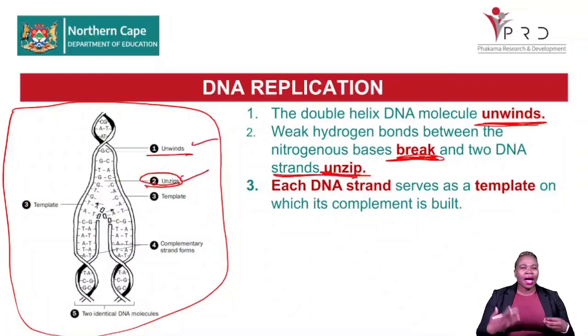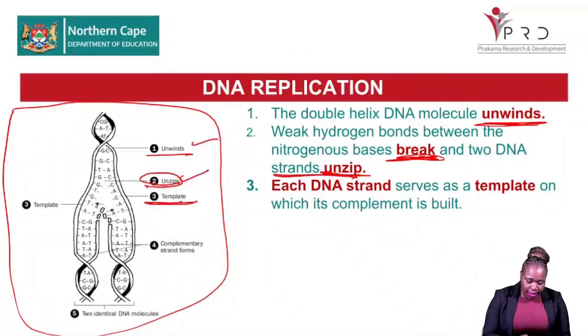No matter how much you explain, no matter how much you write, if you're not writing the main things, if you're not writing that the DNA strand has unwound, if you're not writing that the weak hydrogen bonds have broken and the strands have unzipped, you will not get those marks. Make sure you mention these important keywords. Right. Now that they have unzipped, it means that they have separated from each other. Each of these strands is now going to serve as a template.